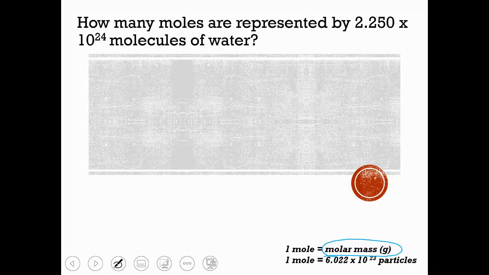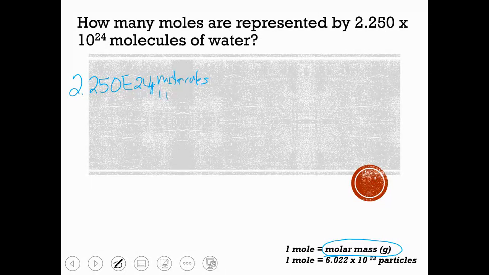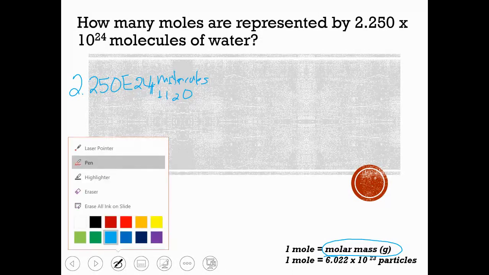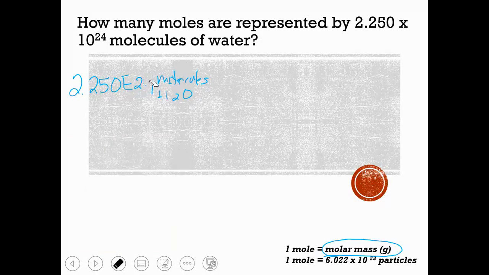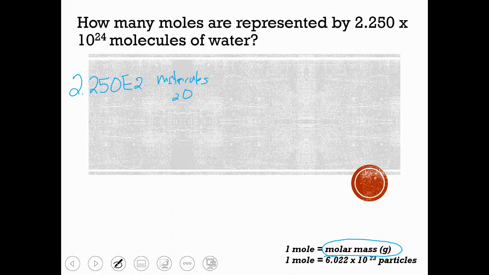Like in this problem, it says how many moles are represented by 2.250 times 10 to the 24th. And this is molecules. Oh, wow, I'm having trouble with that. Sorry. Molecules of H2O. And I'm going to just do a little bit of erasing to clean this up, because that does not look like a 4, and that does not look like an H. Hopefully I can get that cleaned up so it looks a little bit better. So 10 to the 24th, and that is molecules of H2O.